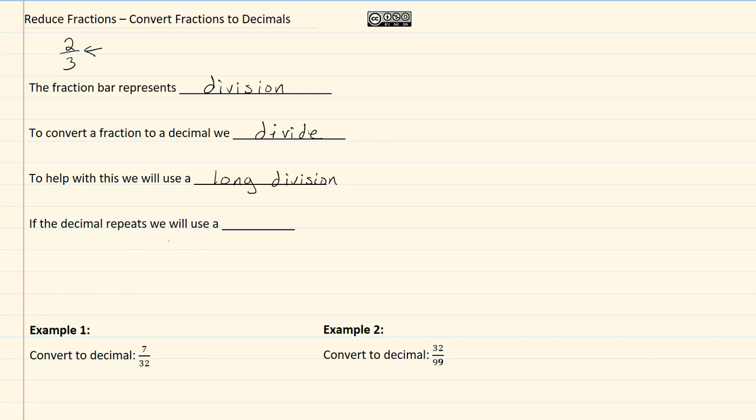When you're doing your homework, you can check with a calculator to make sure your answer is right. If a decimal repeats, we're going to use what we call a repeating bar. So if we had something like 0.3333, and so on, this would equal 0.3 with a bar over the top of the 3. So let's take a look at our two examples now.